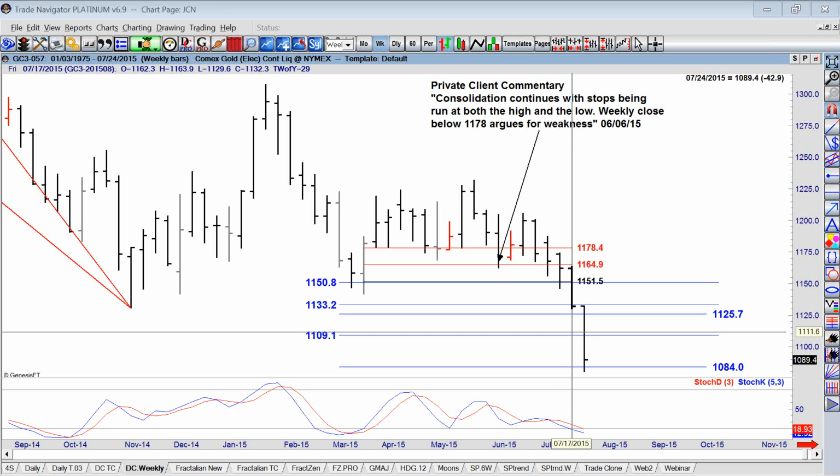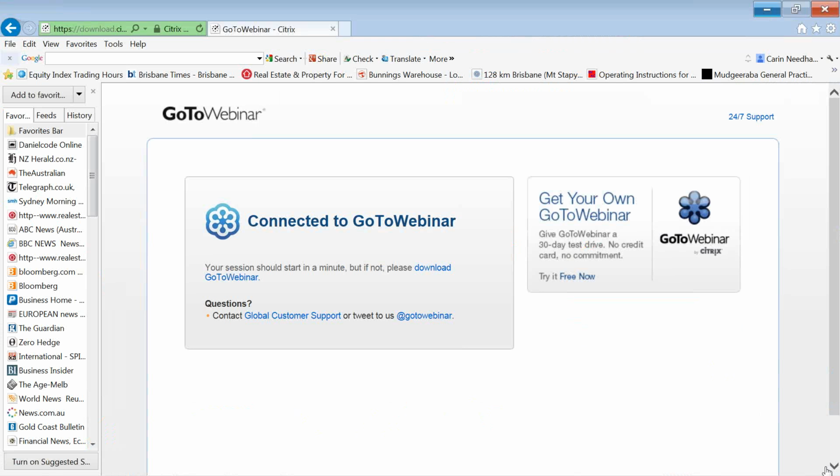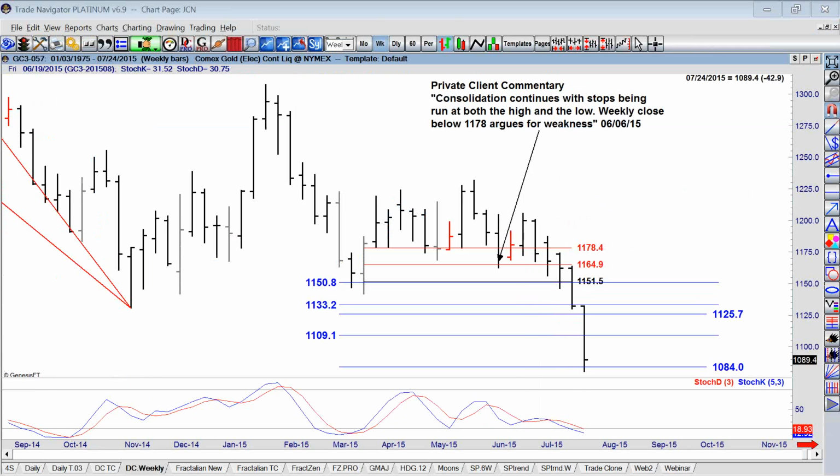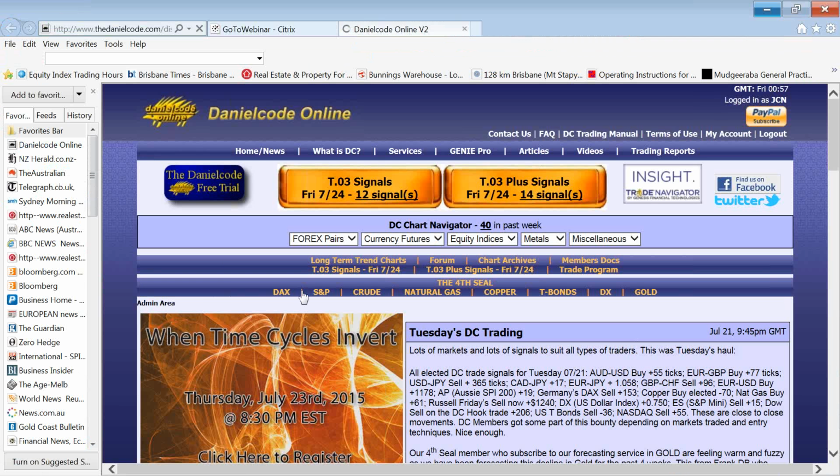some documents from my colleague Frank, who assists me with creating these, the fourth seal. We call it the fourth seal. It's our forecasting technique. If you just have a quick look at the Daniel Code website, then we should be able to show you what we have there. And you can see this is the fourth seal. We do DAX, S&P, crude oil, natural gas, copper, T-bonds, the US dollar index, and gold.